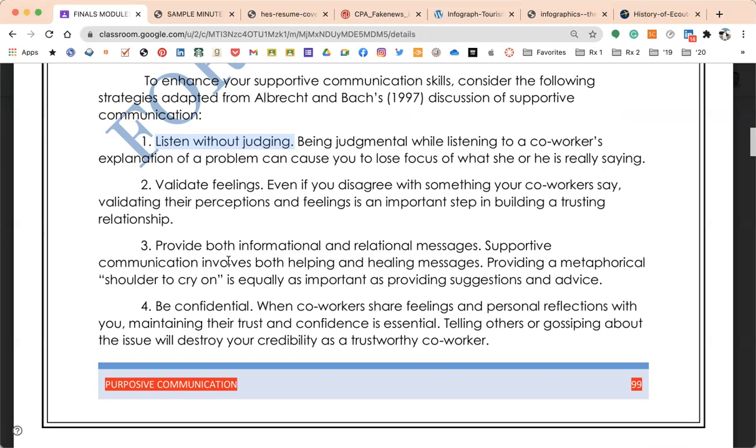Provide both informational and relational messages. When you are being supportive, you try to help and heal. Provide a metaphorical shoulder to cry on. So sometimes students are like that. I know you are like that. You just want to share, you just want to talk. And all I do is just react to your messages. Sometimes I'm not very good in advising also, to be honest.